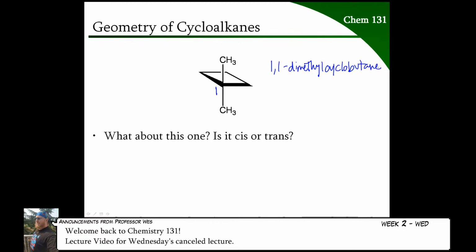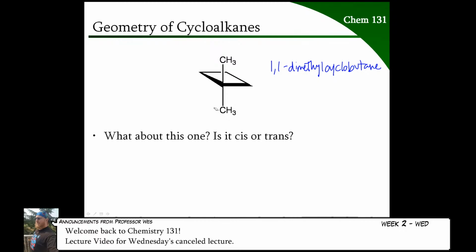Now, do I need to write the 1,1? Turns out, yeah, I should, because it could be 1,2, could be 1,3. If I have two of them, I need to indicate where both of them are. Just writing dimethylcyclobutane would give me a list of a bunch of different isomers, right? So I do need the 1,1. But do I need cis or trans here? And the answer to that is, well, is there a way to make this molecule cis? Could I get both of the CH3s down here on the bottom? Not if it's tetrahedral, right? One's always going to point up and one's always going to point down. So this molecule can't be anything but trans.